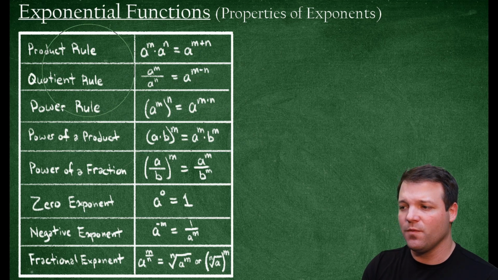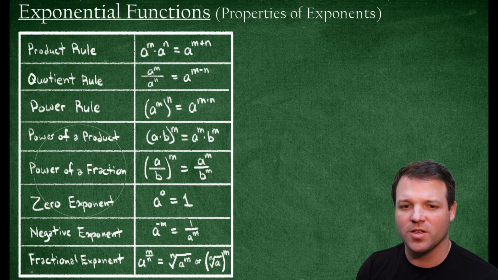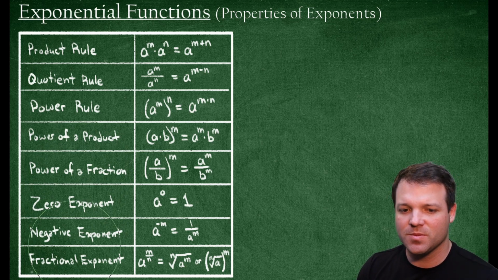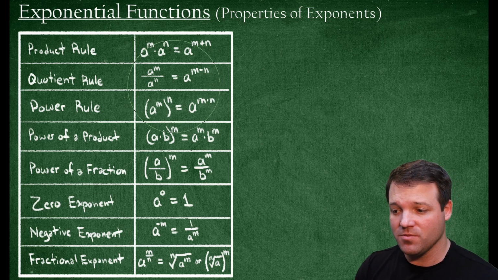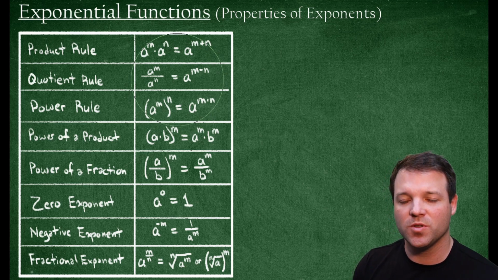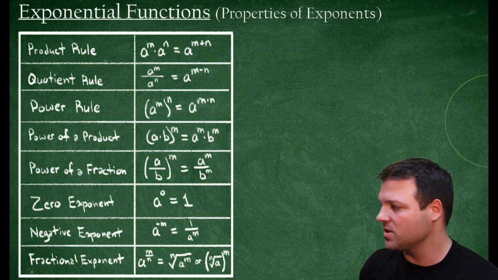So there are quite a few rules here: the product rule, quotient rule, power of a product rule, power of a fraction rule, zero exponent rule, negative exponent rule, and fractional exponent rule. And we proved them all, right? We can see that these do in fact work. And even with those proofs, you can see how to use them, which is very cool.